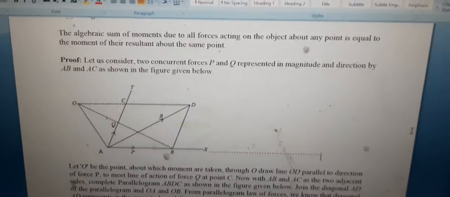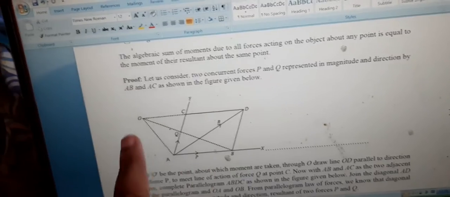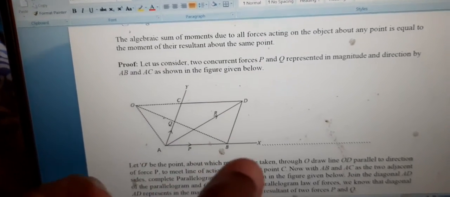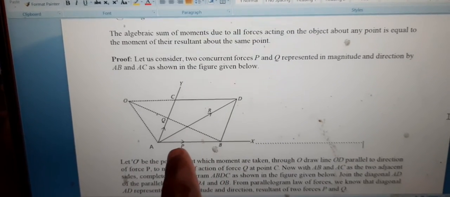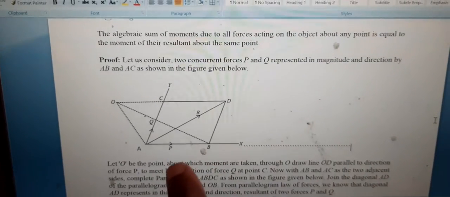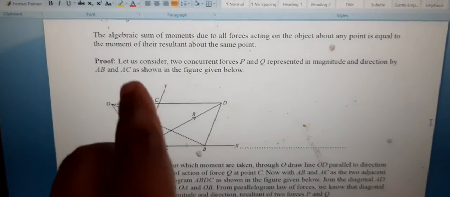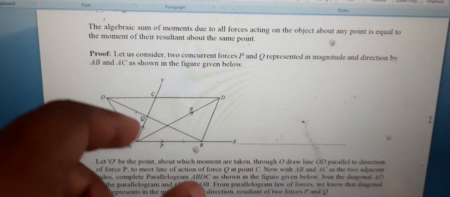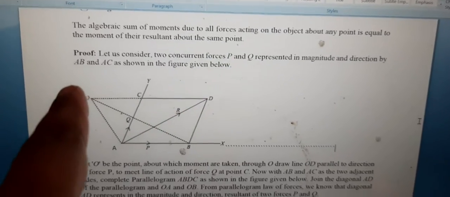So let's consider two forces, P and Q. Here you can see two forces P and Q. Force is a vector quantity, so it is represented by magnitude and direction. The arrowhead represents its direction and its length represents the magnitude of the vector, that is, force P. So AB represents force P and AC represents force Q. Let these be two adjacent forces, and O be the point about which we are going to calculate the moment.